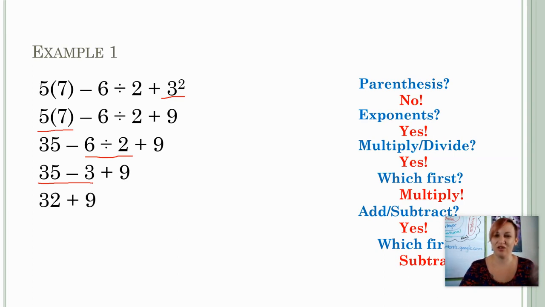And now I'm down to one operation, so I'm ready to be done with my problem, and the answer to this question is 41. Again, please notice how I wrote out every step. This is how I expect your homework to look as well. One step at a time, going slowly, checking our work as we go along.